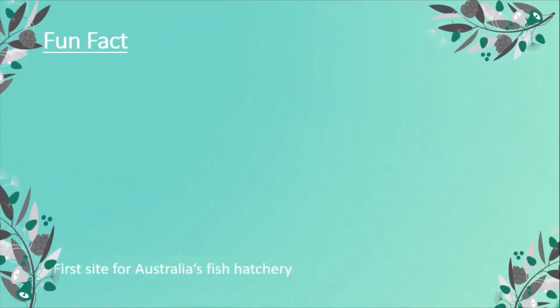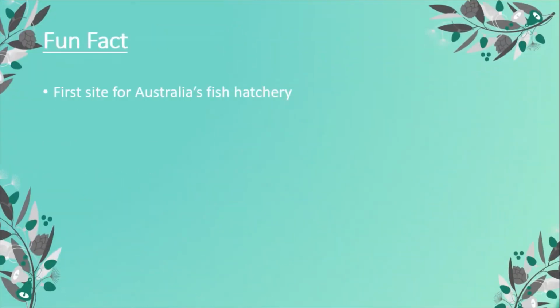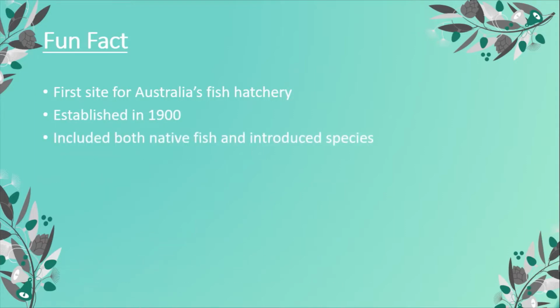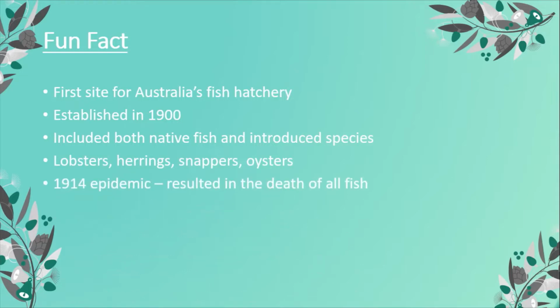Fun fact: Cabbage Tree Basin was the first site for Australia's fish hatchery, established in 1900. It had many fish pens and included native fish and also introduced species. In just 1 year, the hatchery contained lobsters, herrings, snappers, oysters, and many more. However, a mysterious epidemic in 1914 resulted in the death of all the fish in the basin. Because of this, the hatchery closed down.